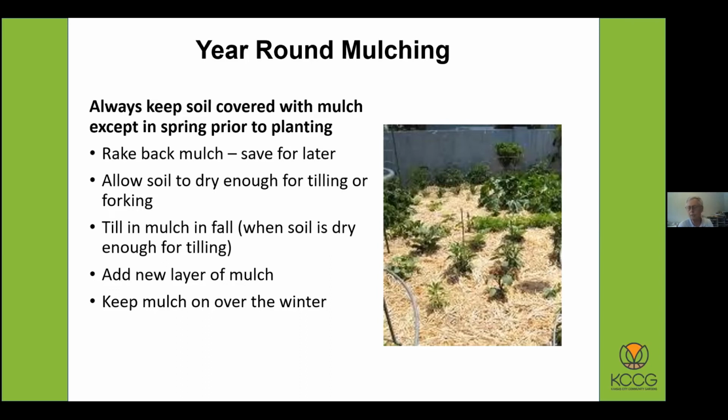And then you can add a new layer of mulch over the winter just to keep the weed growth down from winter annuals like henbit and chickweed. So keeping the mulch on over the winter is a fine idea. It also helps to avoid erosion and compaction. So lots of good reasons for having year-round mulch.